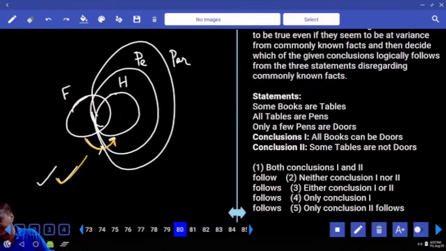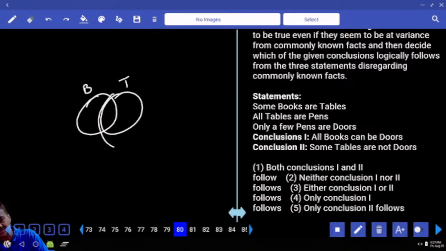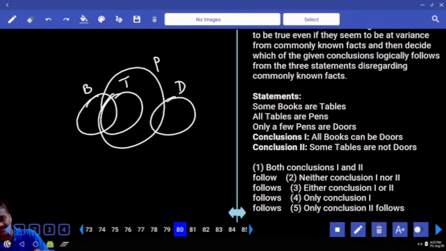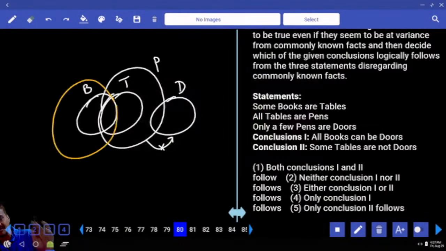Now question number 80. Now in this 80, some books are tables. Now these are the books that are tables, book and a table. Some books are tables, and at the same time, all tables are pens. Only a few pens are doors. Some pens are doors, but not all. Then all books can be doors. Now this entire book can be a part of door or not? Yes, hence possible.